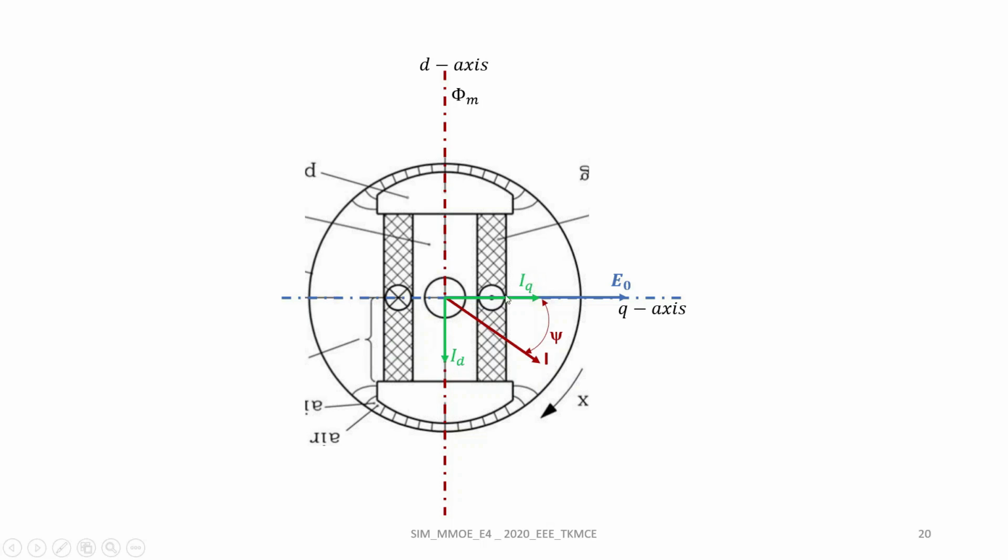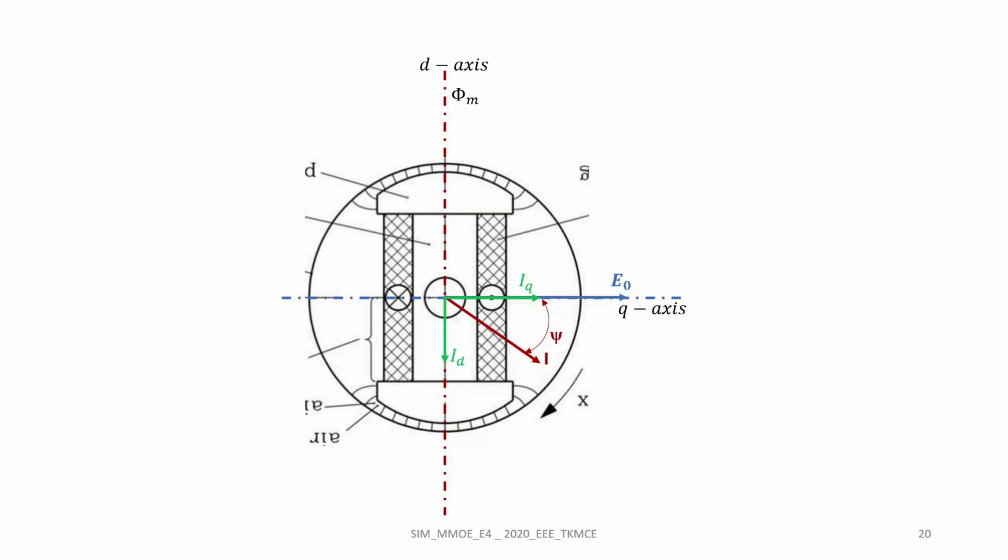If we are considering IQ and E0, both are in phase. So the power factor of operation when we are considering E0 and IQ is unity power factor. What is the effect of armature reaction under unity power factor?